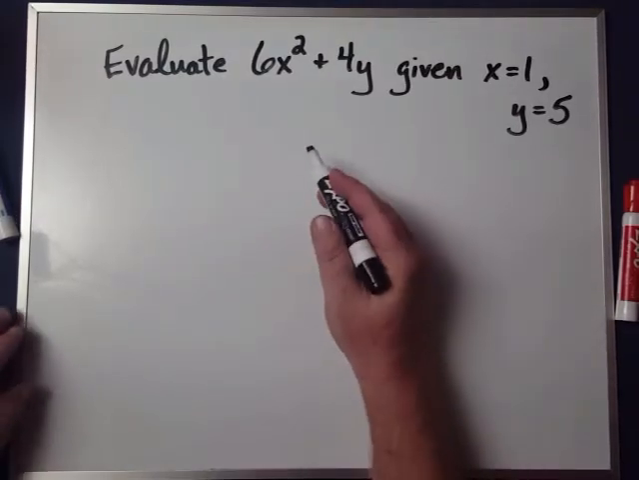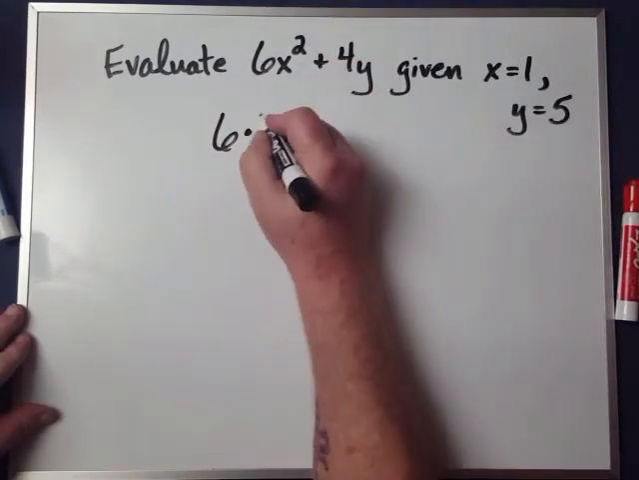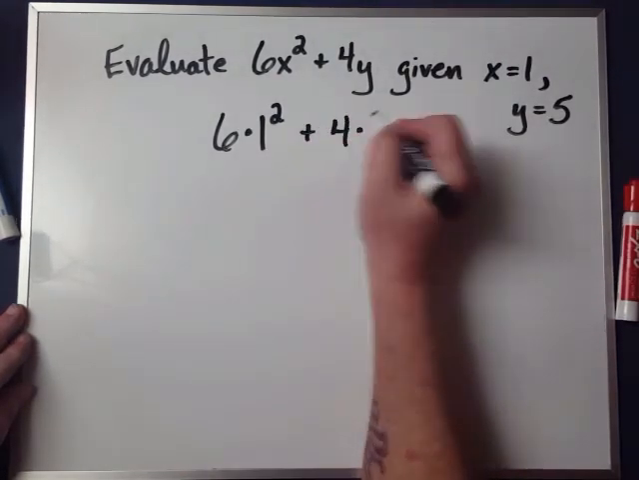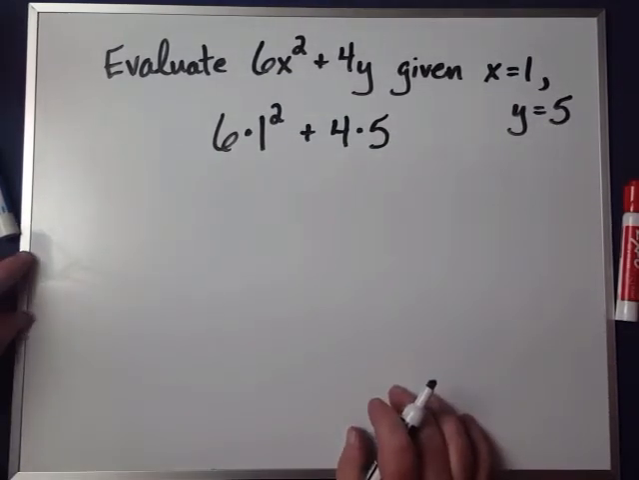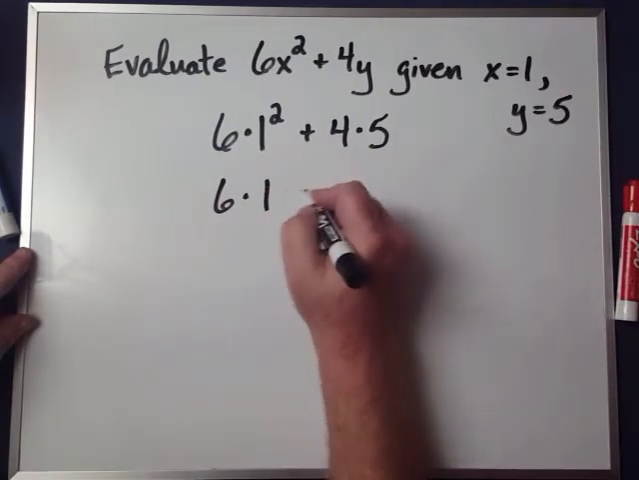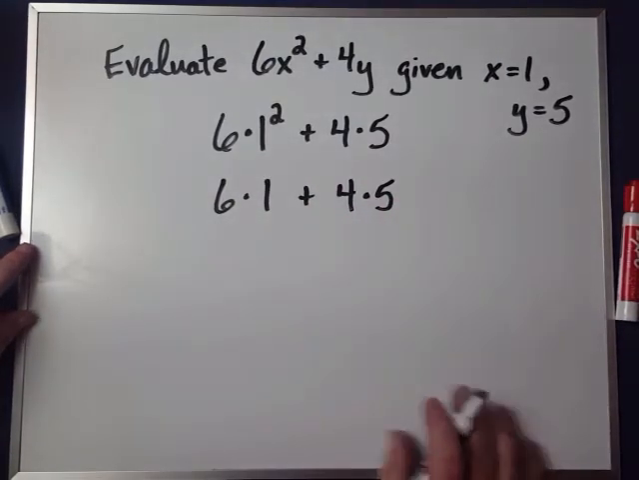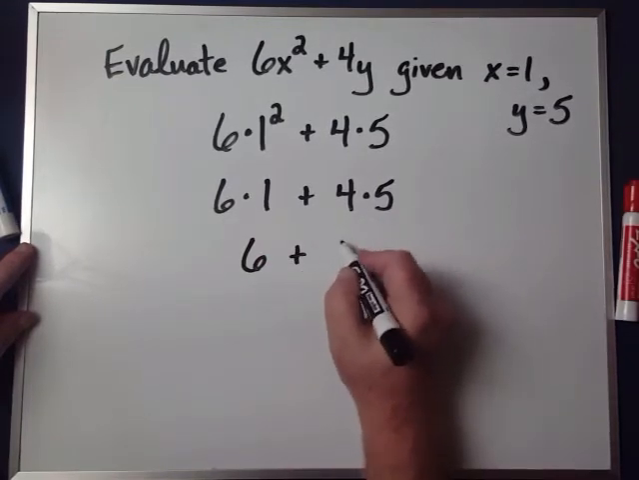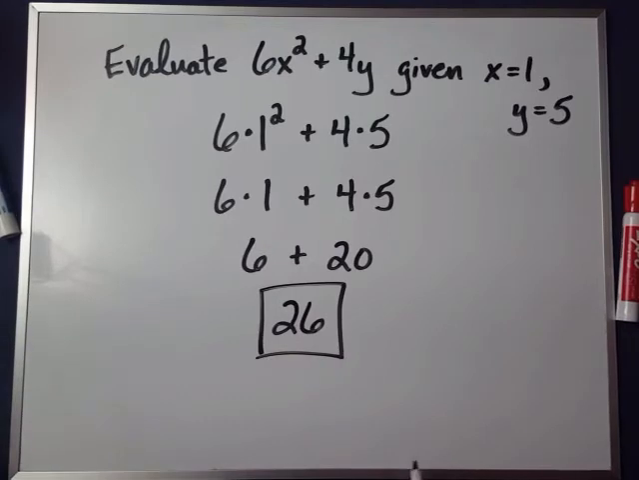All right, we need to plug in for our variables first. 6 times x is 1, and it's being squared, plus 4 times y is 5. And now just follow the order of operations. Let's get this power out of the way first. 1 squared. 1 times 1 is 1. We're ready to do the multiplications. I can do them both in this same step. 6 times 1 is 6. 4 times 5 is 20. And finally we add to get a total of 26. How'd you do?